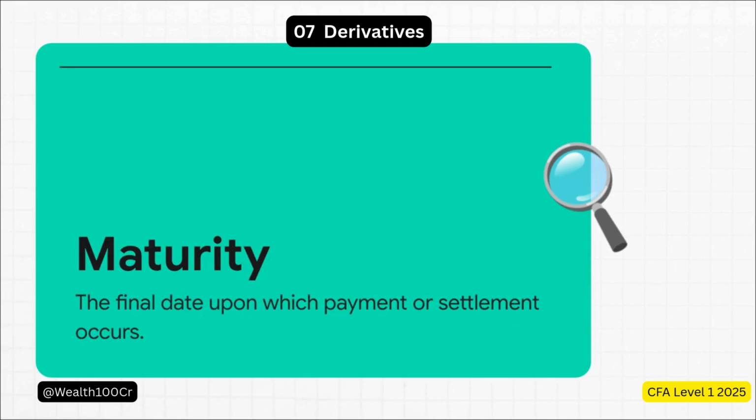Easy. And our third ingredient is maturity. Another big word, but a very simple idea. Maturity is just the final date, the end date of the agreement. For our train ticket, the maturity date is the day of your journey. For the mangoes, it's the day you go to the shopkeeper to collect them. It's simply the final day when the deal is completed.